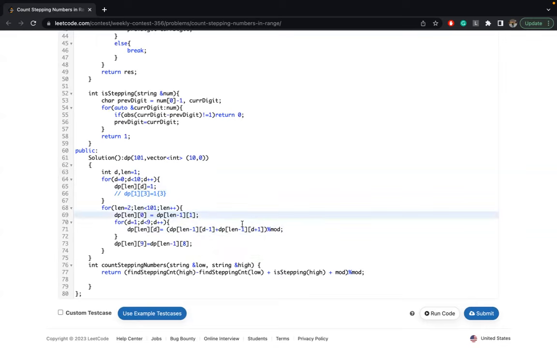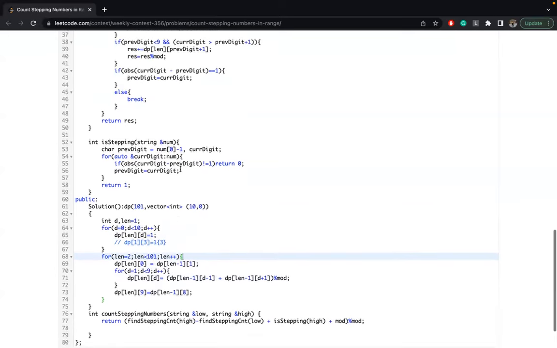Okay, just one less digit, and yeah, d minus 1 and d plus 1, these two I'm looking at, and then I'm doing modulus. So finally I have calculated dp of length and digit. So length and digit that I have found out. So this is the most significant digit and this is the length of the number, right? So this way I have found out the dp with length and most significant digit.